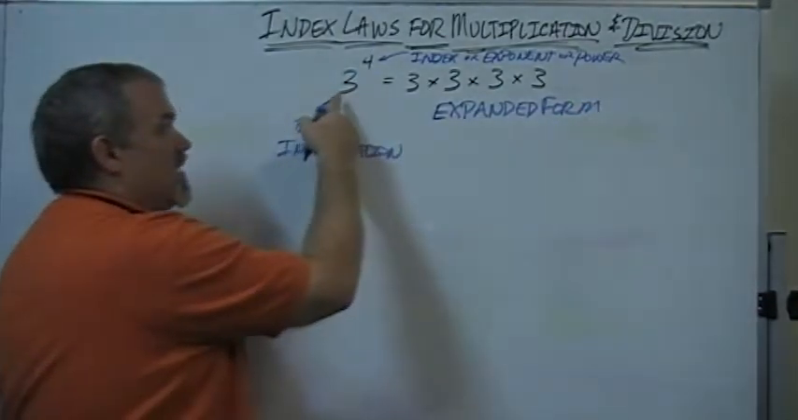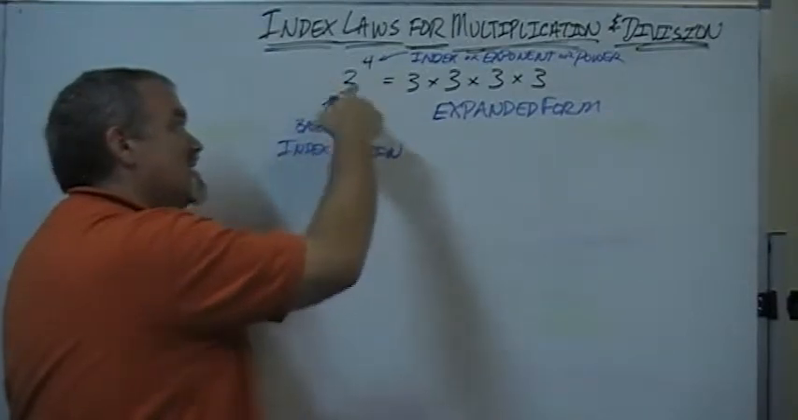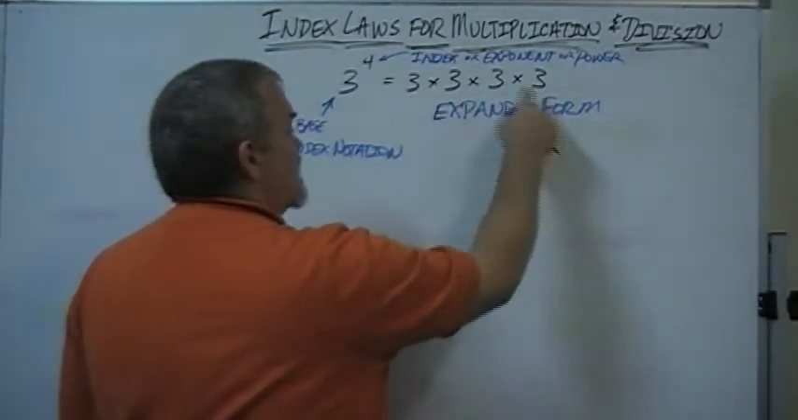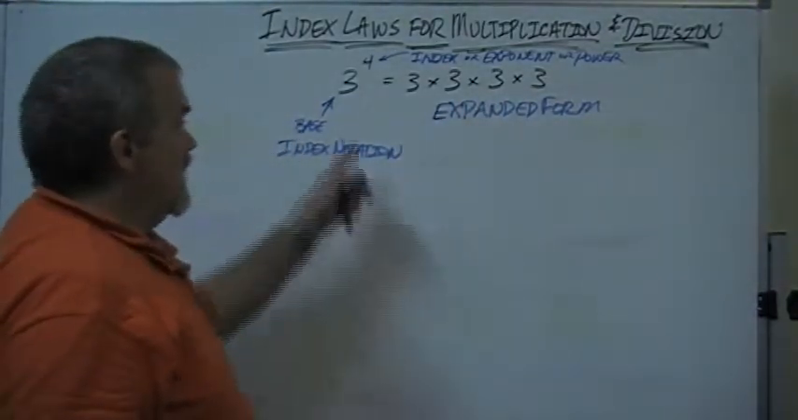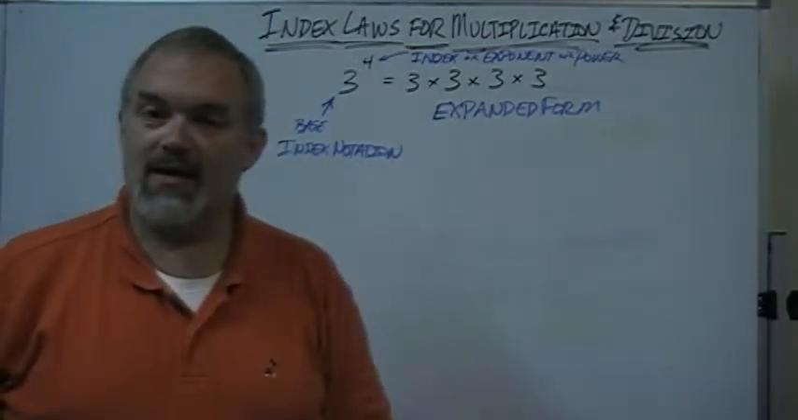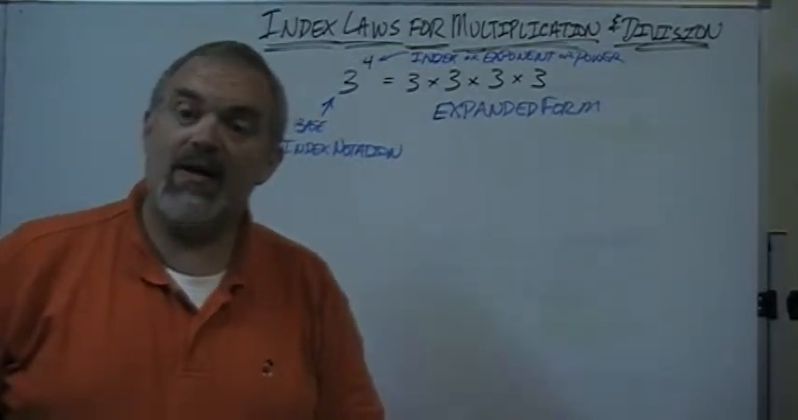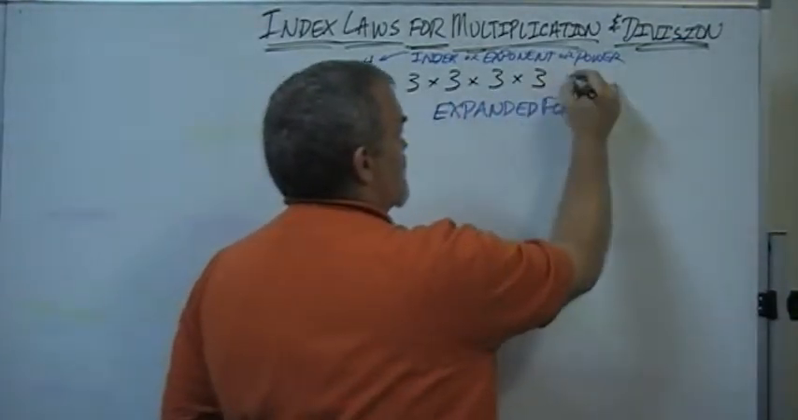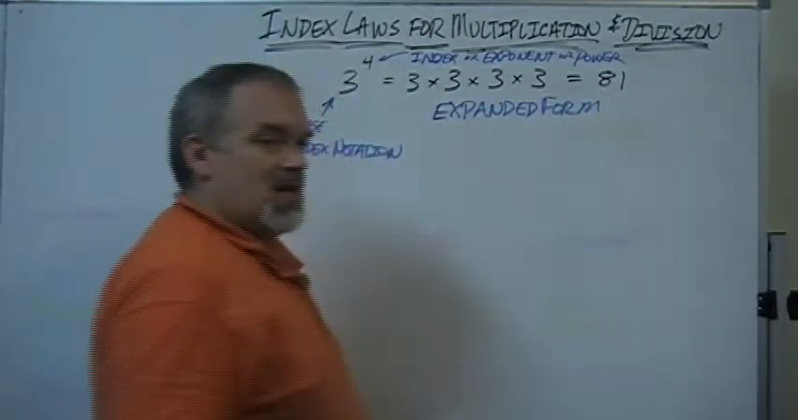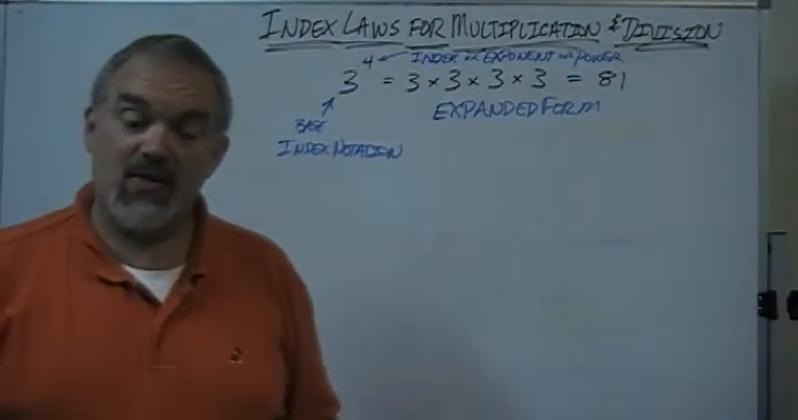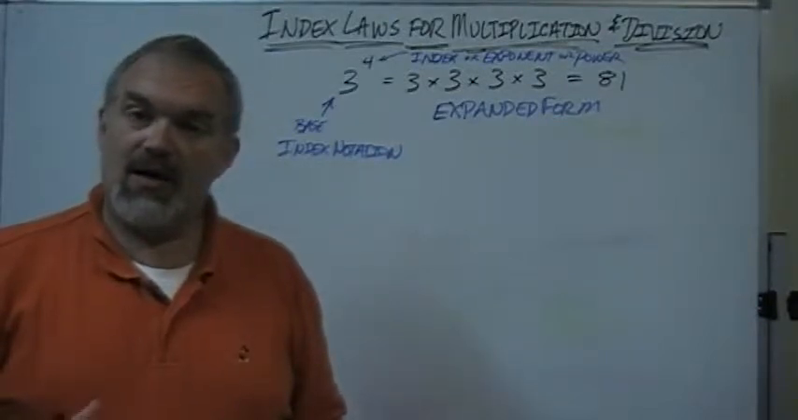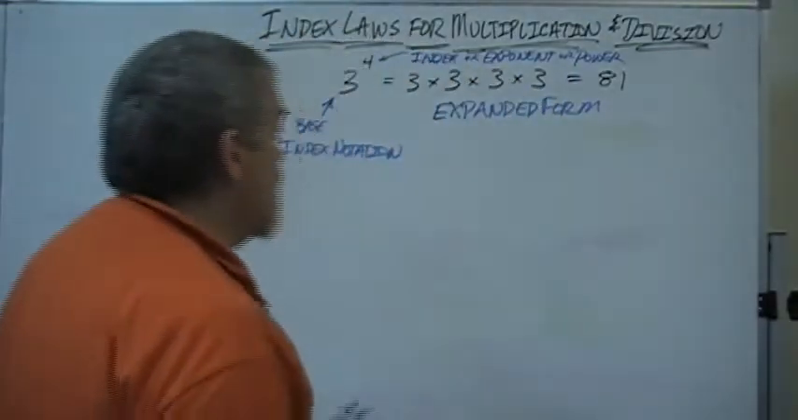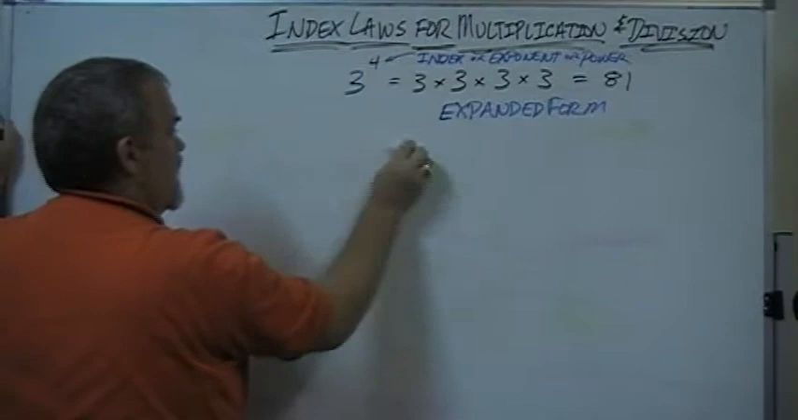So if you had a question that said, write this in expanded form, it's just wanting you to write that. Or if it said this, and it wants you to write it in index notation, then you just need to write it like that. And if it said evaluate, then we actually want a number at the end. 3 times 3 is 9, times 3 is 27, times 3 is 81. And that's just the evaluation. Now, what we're dealing with today, in particular, is some of the laws that we can use when we are dealing with index notation. So, we'll start with this example that I've already written up here.